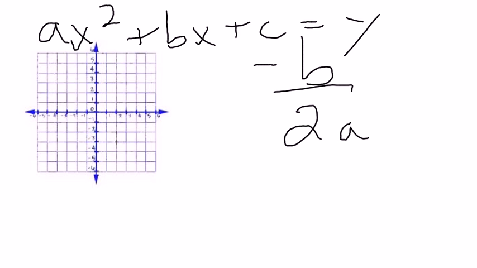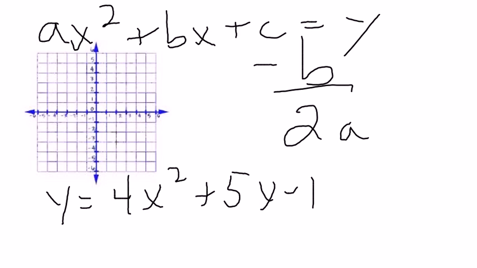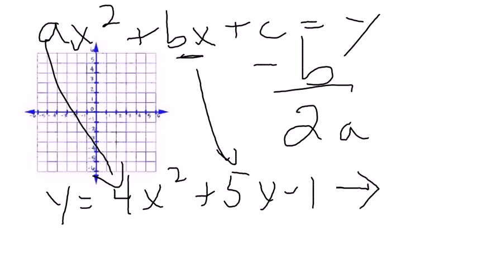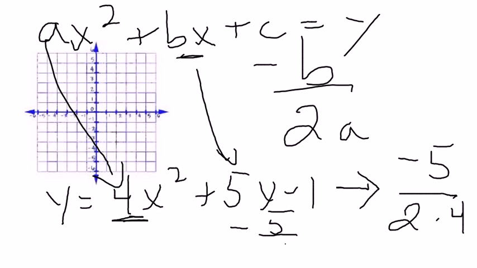So in this case, you have y equals 4x squared plus 5x minus 1. What's b? Well, b is right there, and a is right there. Let's just draw an arrow. We're going to take negative 5, that's negative b, over 2 times a, and a in this case is 4. So it's negative 5 over 2 times 4, and we get negative 5 over 8. So that's where x equals negative 5/8.